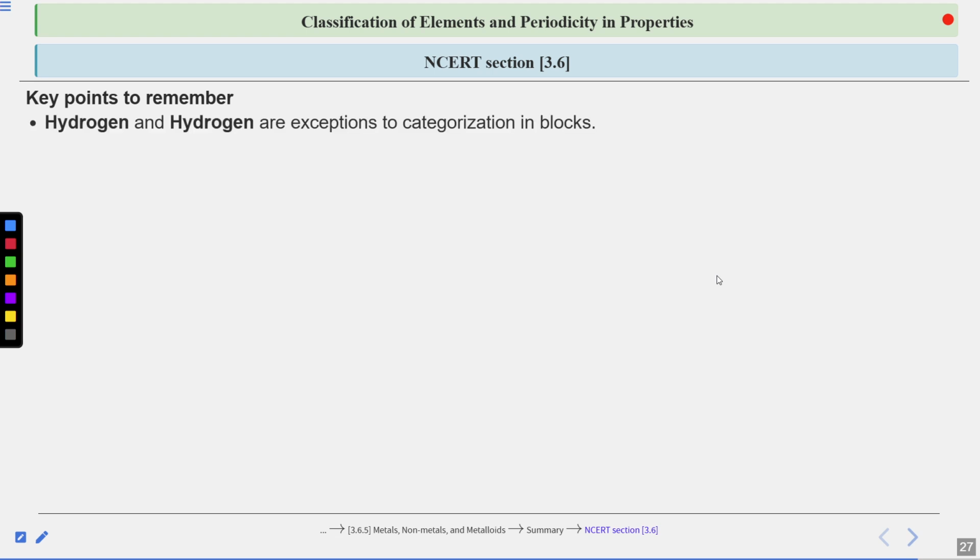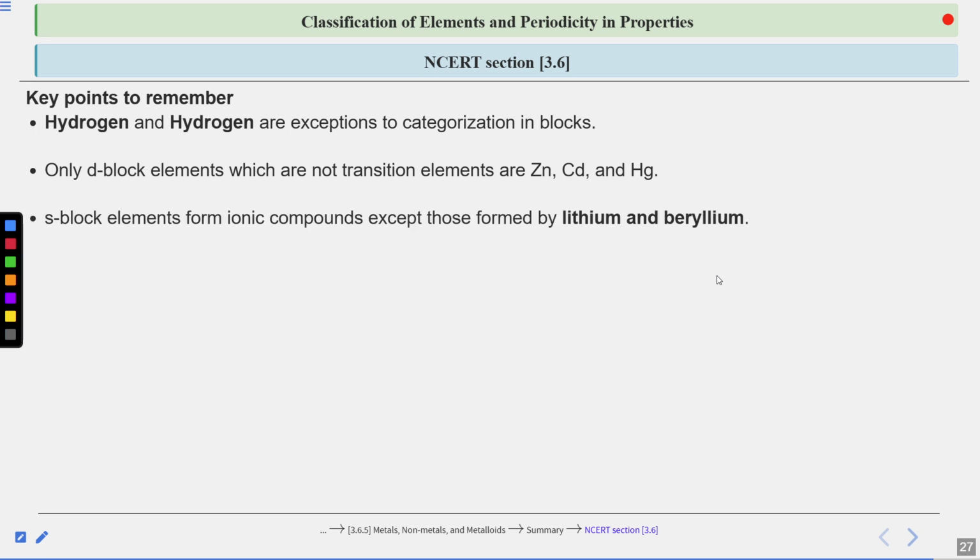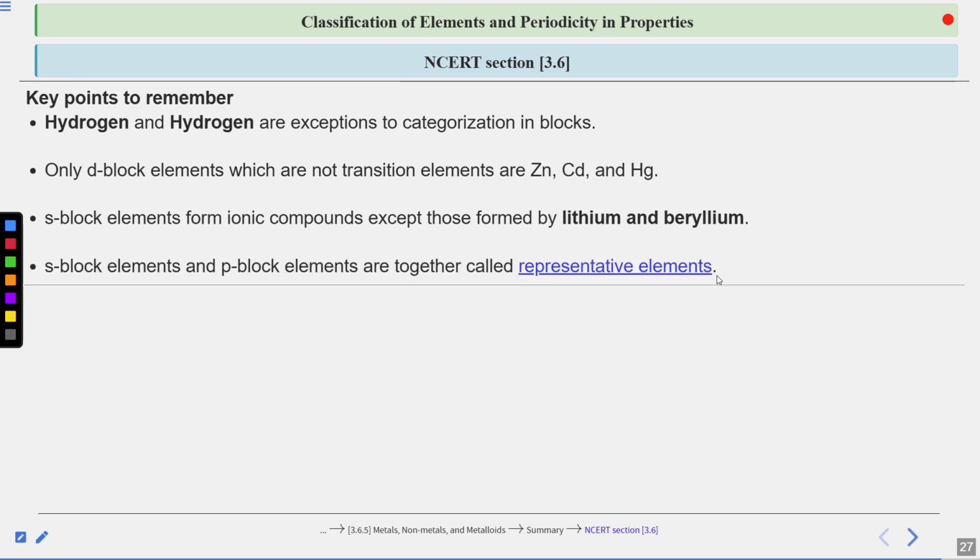These are the exceptions that we have seen today. Hydrogen and helium do not fit according to their electronic configuration, so they are exceptions. Second, zinc, cadmium and mercury are the only d block elements that are not transition elements. Third, lithium and beryllium are the only s block elements that form covalent compounds. And lastly, s block and p block elements are together called representative elements. Now one more name is given to them. I have told you about that, so I am leaving it to you.